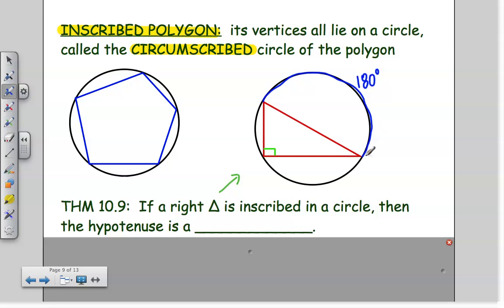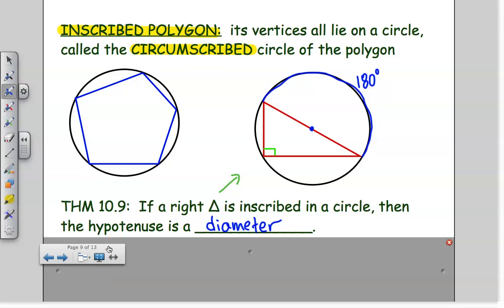Wait a second, 180 degrees, that's a semicircle. Therefore, what do I know that this segment actually is? Doesn't that make the hypotenuse, which is this length, a diameter of that circle? Because a diameter is what splits a circle into two semicircles, and because this is 180, that is a semicircle. So if a right triangle is inscribed in a circle, you automatically have a diameter as a hypotenuse.